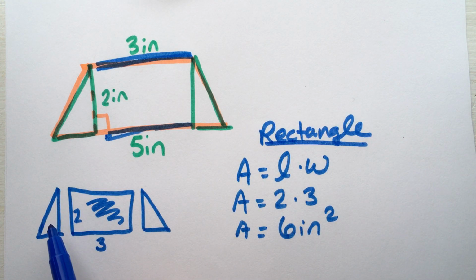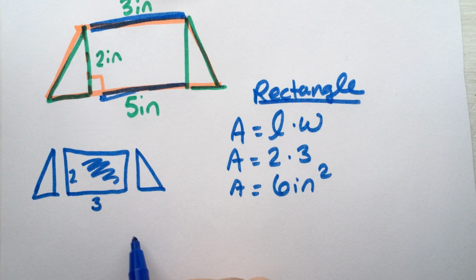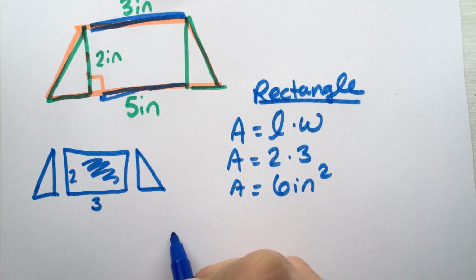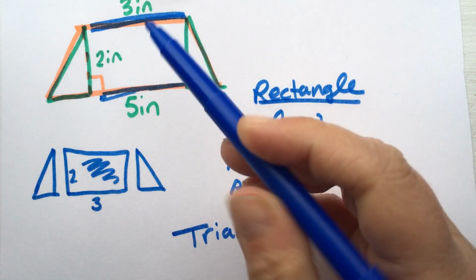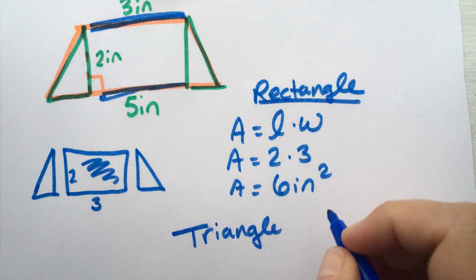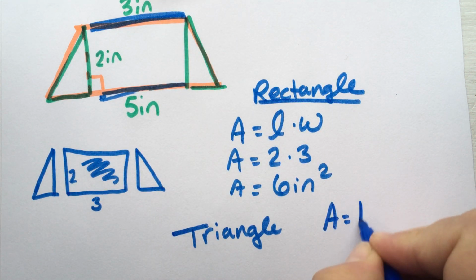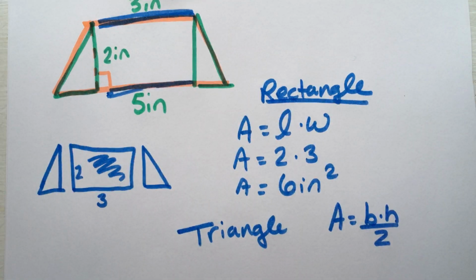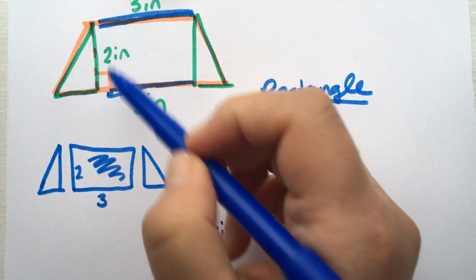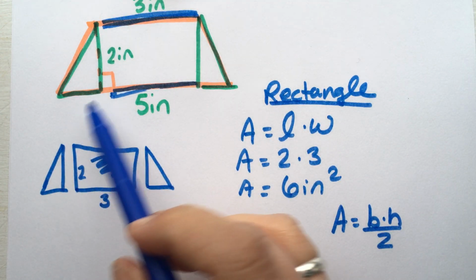Now I need to do the area of these triangles. Both of the triangles are the same, so whatever I get for an answer of one triangle, I'm just going to multiply it by 2. Again, my triangle formula is area equals base times height divided by 2. There are some missing numbers here. I know the height is already 2, but I have to figure out what the base is.